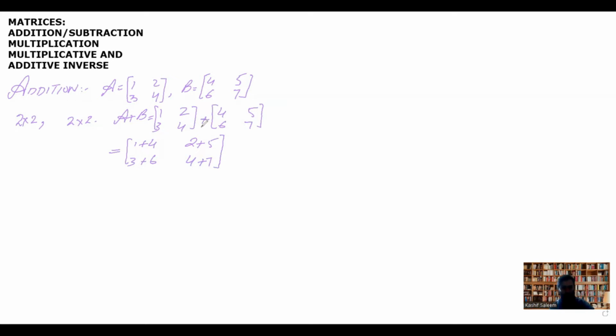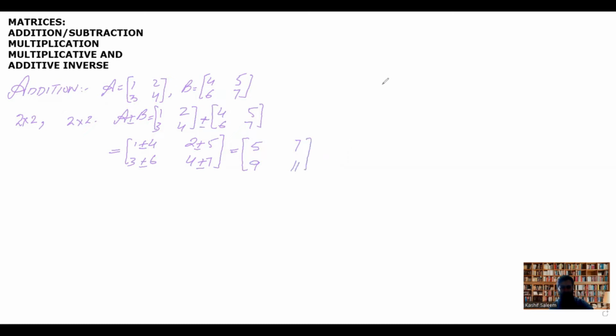Also, if you want to subtract, you can do it like this: 1 minus 4, 2 minus 5, 3 minus 6, and 4 minus 7. Or if you want to add, this is 1 plus 4, 2 plus 5, 3 plus 6, and 4 plus 7. So the answer for the addition is 5, 7, 9, and 11.